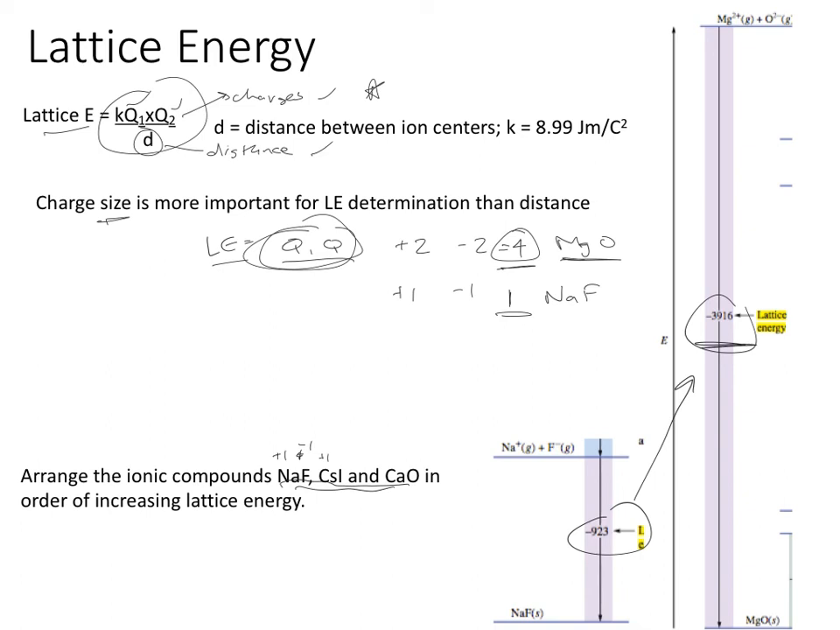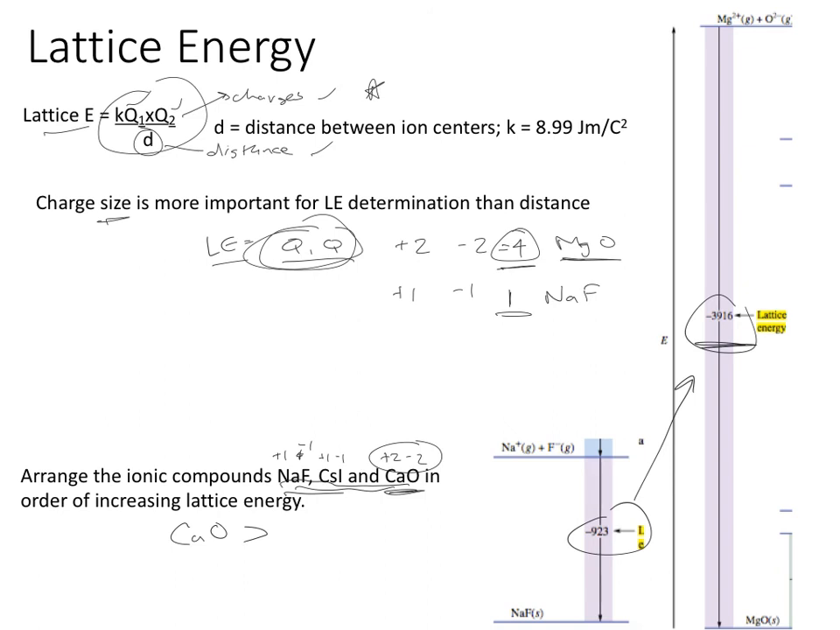Okay, so +1 -1, +1 -1, +2 -2. In this context, if we're looking at charges alone, we know that calcium oxide is going to have the largest lattice energy. Why? Because lattice energy is directly proportional to charges, and calcium oxide has the largest charges. Okay, so now we have to decide between sodium fluoride and cesium iodide. Why? Because they have the exact same charge distribution.